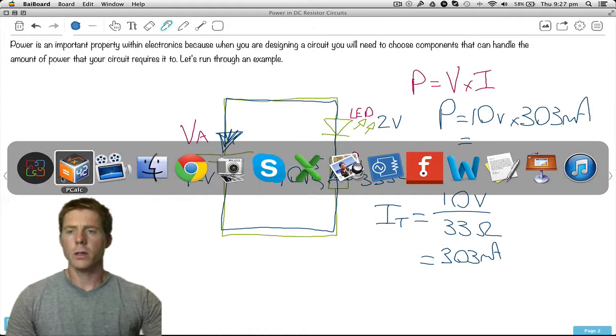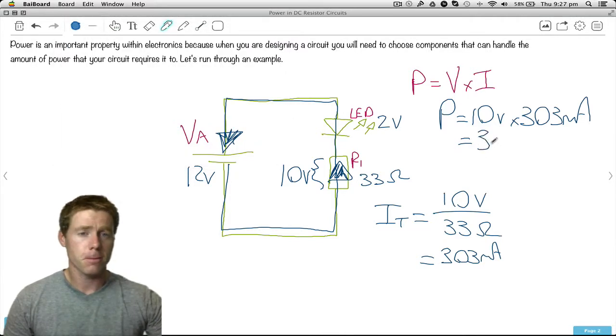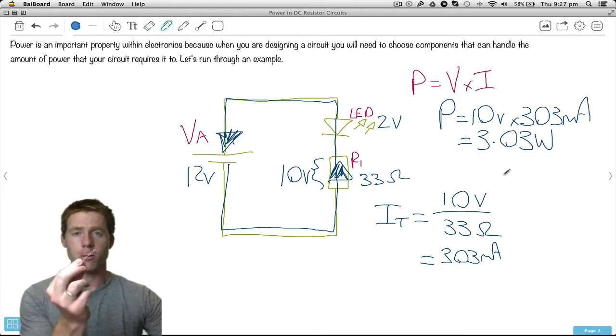Put that into the calculator. 10 volts multiplied by 303 exponential negative 3 to give us milliamps, 3.03. And that's given in watts. How much could this resistor actually handle? What is it rated at?